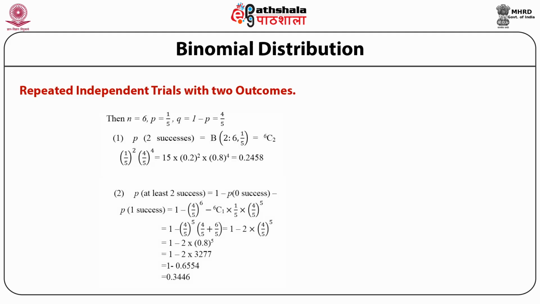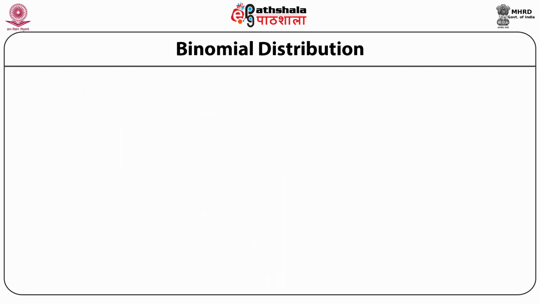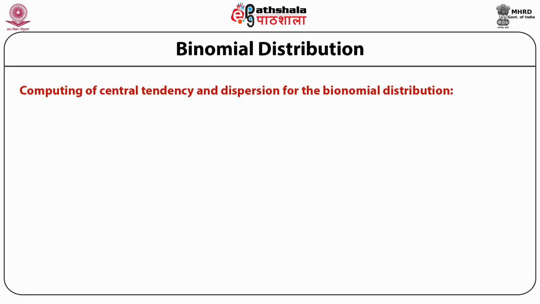Probability of at least 2 successes is: find the probability of 0 successes, the probability of 1 success, and then subtract it from 1. This is also another way of finding at least successes. Next, computing of central tendency and dispersion for the binomial distribution.